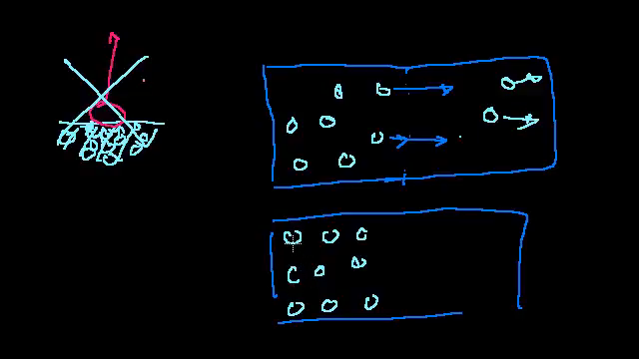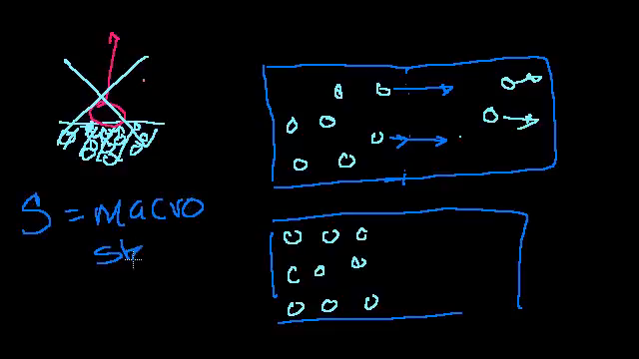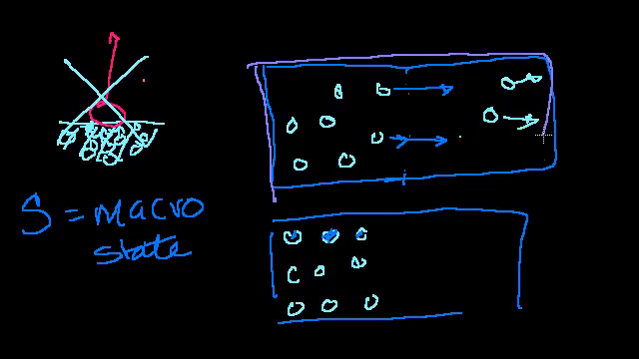And even more, and I want to make this very clear, S is a macro state. Macro state. We never talk about the entropy for an individual molecule. If we know what an individual molecule is doing, we shouldn't be worried about entropy. We should be worrying about the system as a whole.